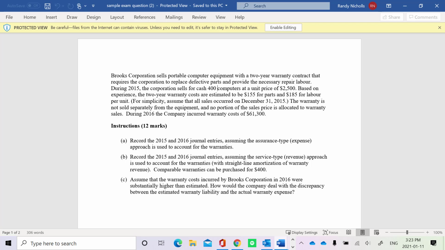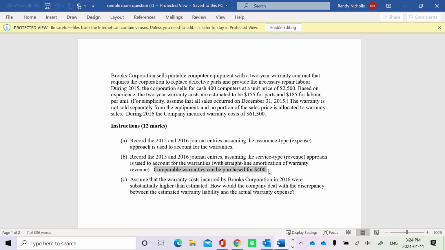Part B, though, now we're doing the revenue type approach. And the only thing I really wanted to highlight here is you need a value. So you're going to always see something to that effect. Comparable warranties can be purchased for 400. So that means that the customer, when he bought this, didn't pay $2,500 for a computer. They paid $2,100 for a computer, and they paid $400 for a warranty. And this warranty has a 2-year life and will recognize revenue over 2 years. But we won't recognize any in 2015 because we're assuming everything was bought December 31.